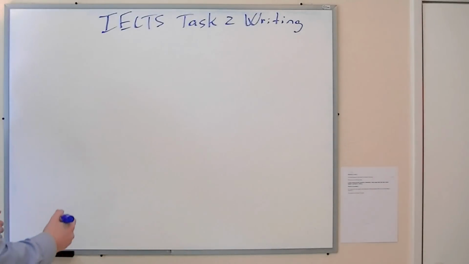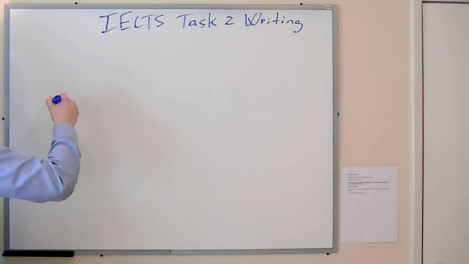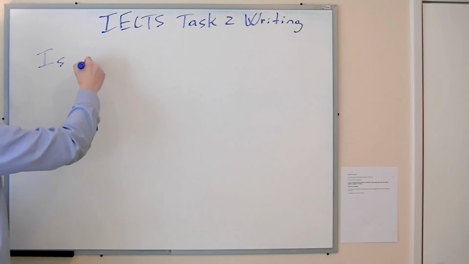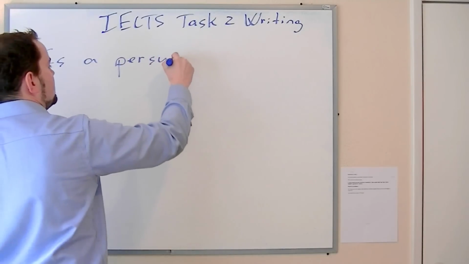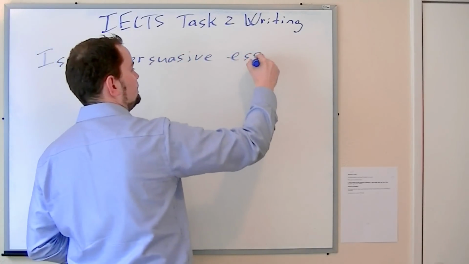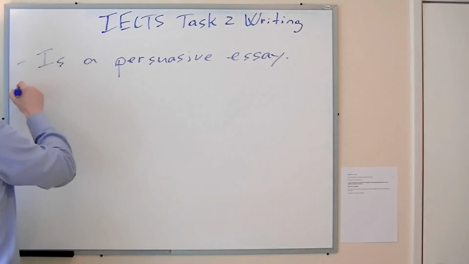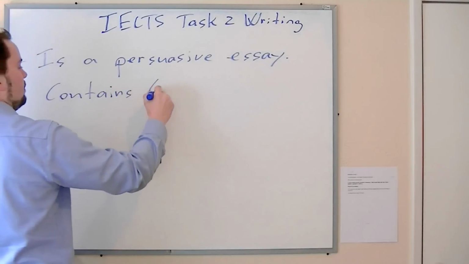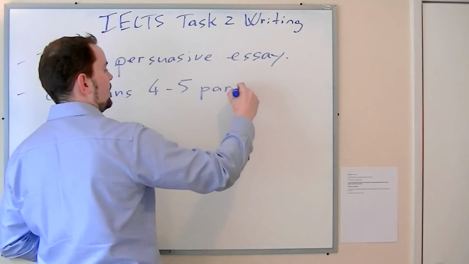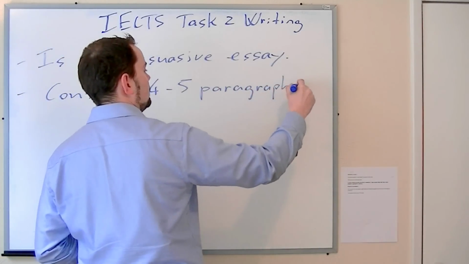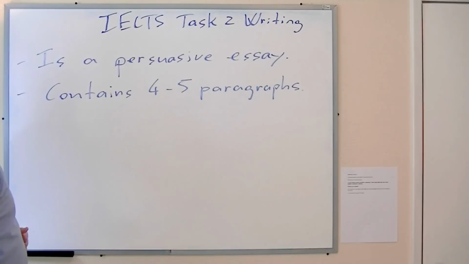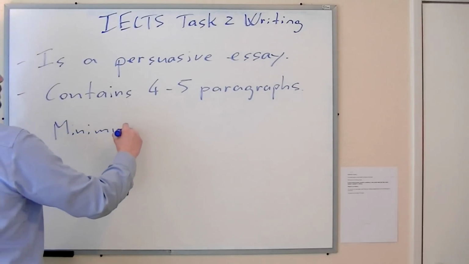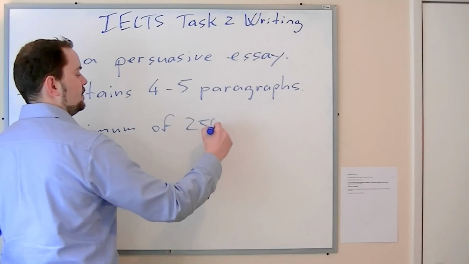Okay, so let's remember that the IELTS Task 2 writing is about 250 words, so it is a persuasive essay. It should have 4 to 5 paragraphs. We'll talk more about that when we talk about structure. It has to be a minimum of 250 words.